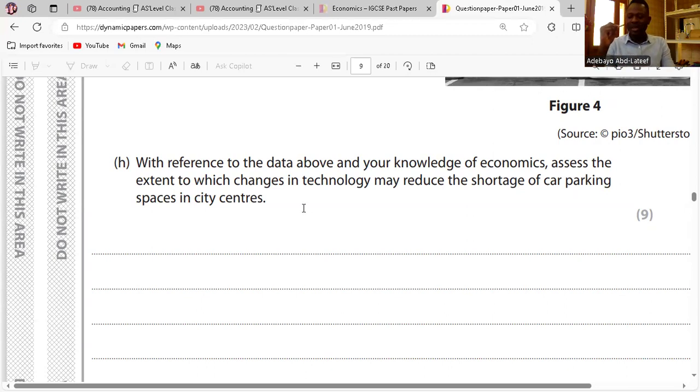APS will bring about an increase in the quantity of space, which will increase from Q1 to Q2, bringing about a rightward shift in the supply curve from S1 to S2, bringing about a movement along the demand curve, with price falling from P1 to P2. This is the graph. You see, that's the graph.